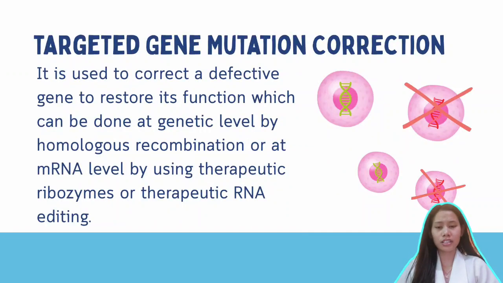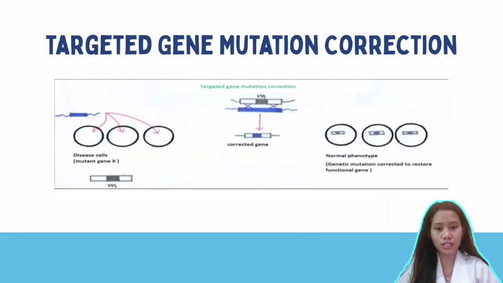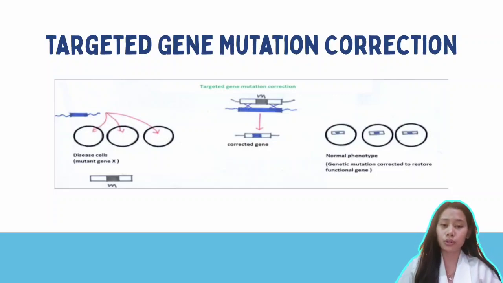The last strategy is the targeted gene mutation correction. So, gene mutation correction corrects defective genes. This strategy directly repairs the mutation in the gene. CRISPR gene editing is a good example.